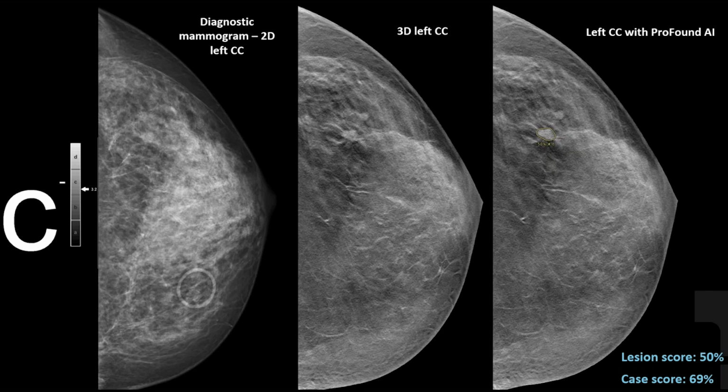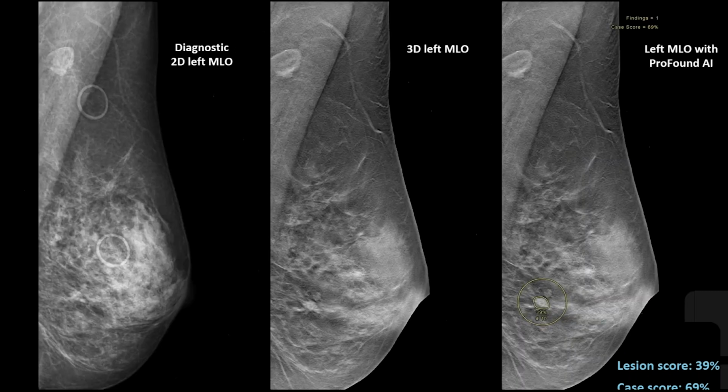But if you can imagine really scrolling through this dense breast tissue, this was a finding that was really hard to see in this patient because of her particular tissue pattern. In fact, I initially did not see it until I saw the detection of the Profound AI. That very small irregular asymmetry in the outer aspect of the breast was made much more conspicuous in this case by the detection of the Profound AI. So my level of suspicion always increases, especially when I can see it in both views.